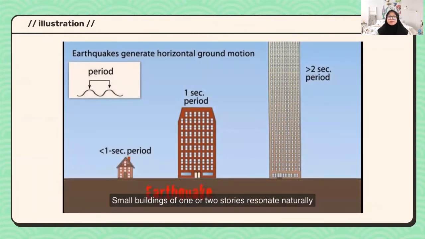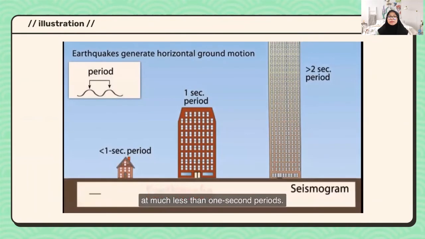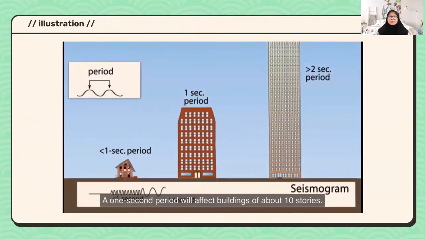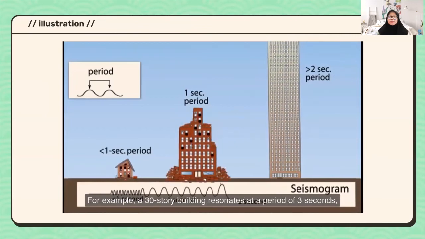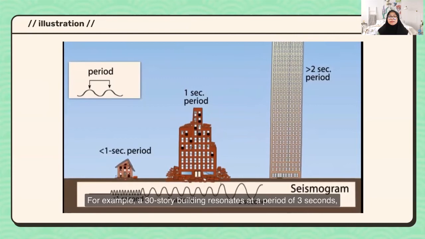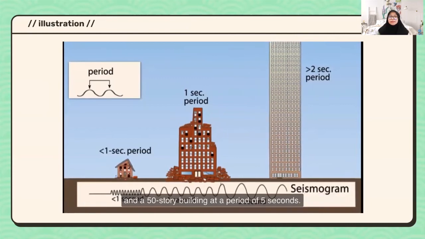Small buildings of 1 or 2 stories resonate naturally at much less than 1 second periods, as a 1 second period will affect buildings of about 10 stories. For example, a 30-story building resonates at a period of 3 seconds, and a 50-story building resonates at a period of 5 seconds.